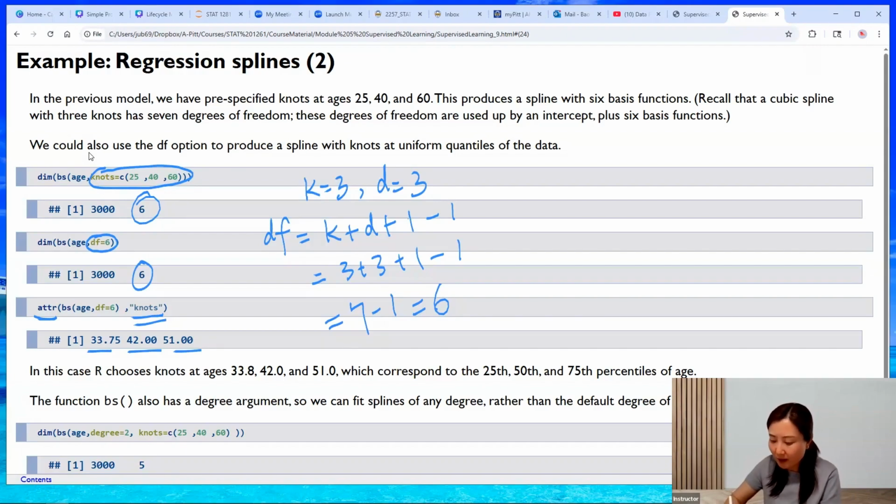And these 3 knots are the 25th, 50th, and 75th percentiles of age. So namely, if you don't specify where to put the knots, and you only care about how many knots you want by specifying the degrees of freedom, the bs function will automatically put the knots in a uniform way by using the percentiles.